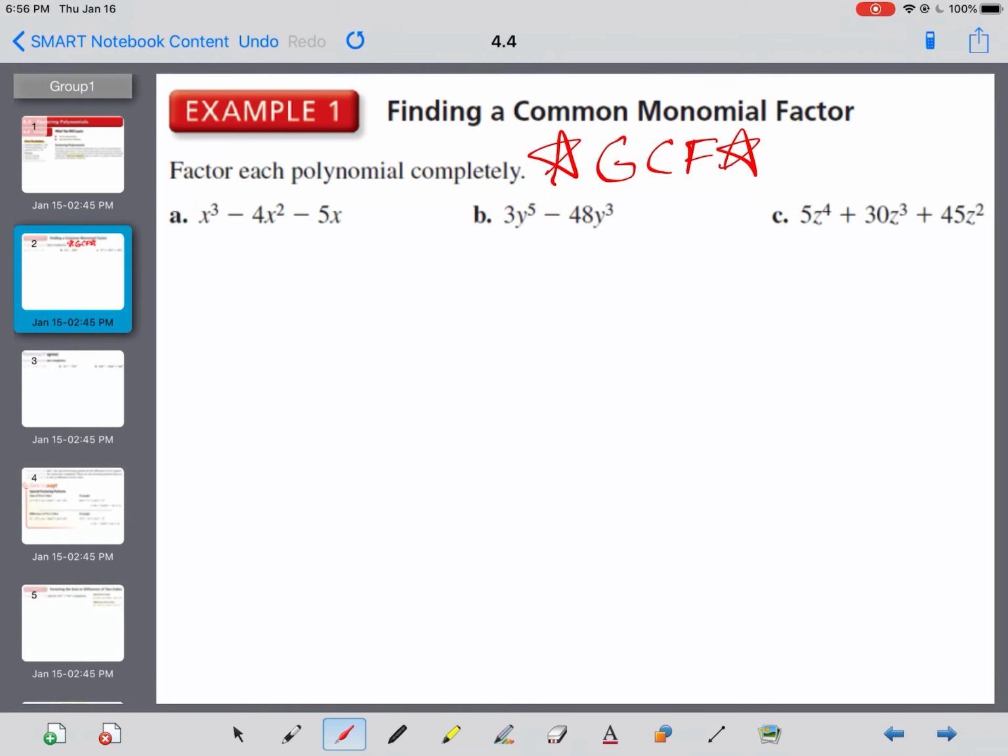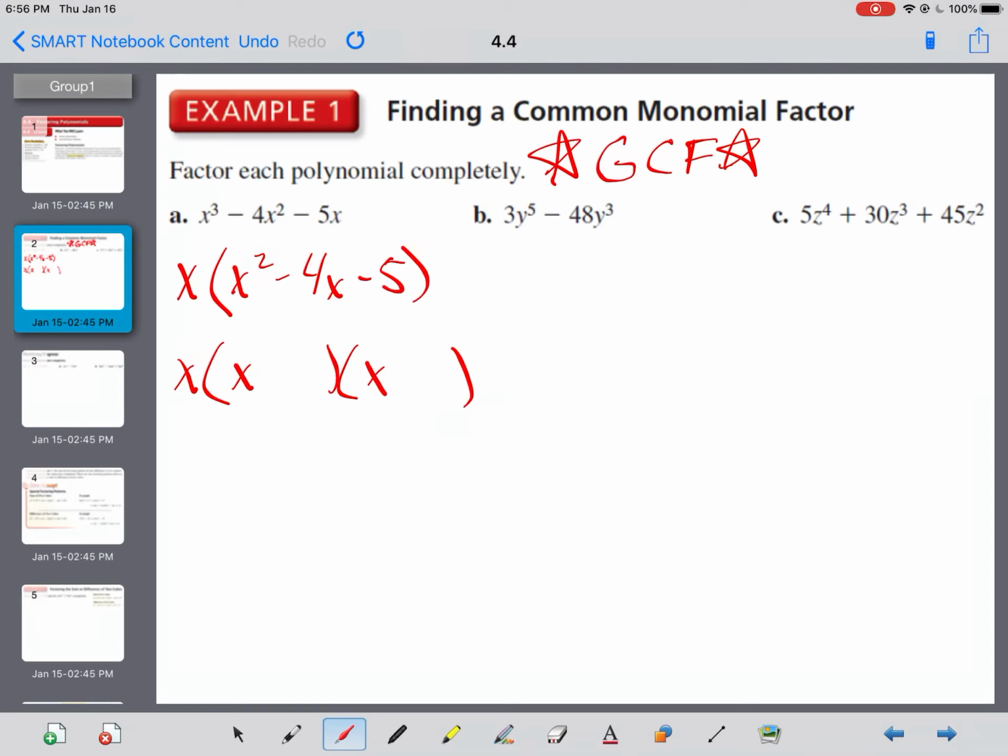So let's look at A. x to the third minus 4x squared minus 5x. 1, 4, and 5 don't have anything in common, but x to the third, x squared, and x do. They all have an x. That leaves me with x squared minus 4x minus 5. Now I have a quadratic, and I can factor that.